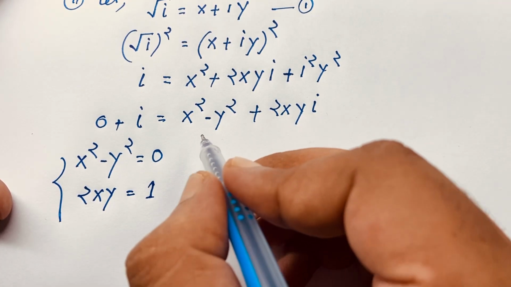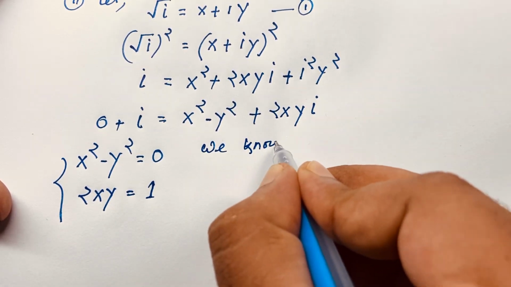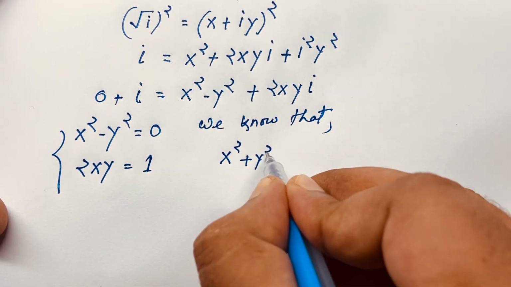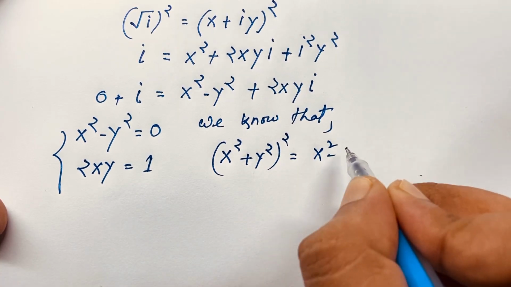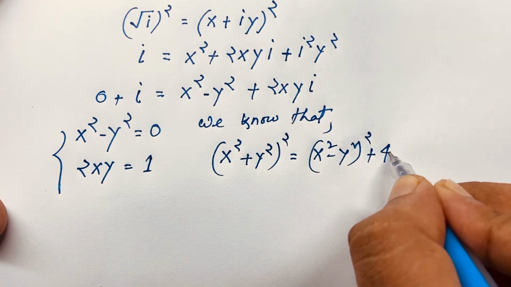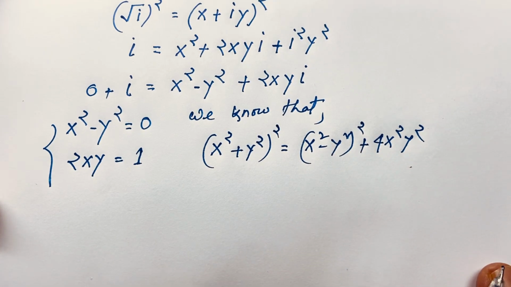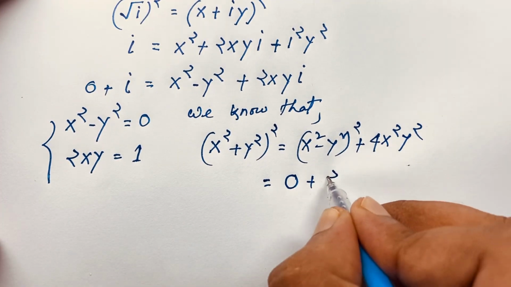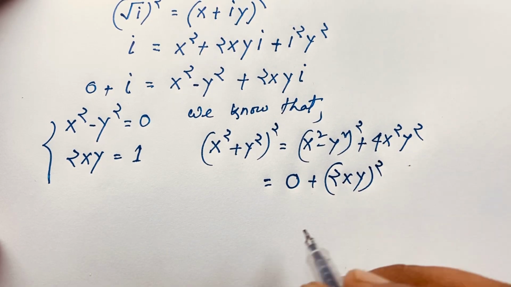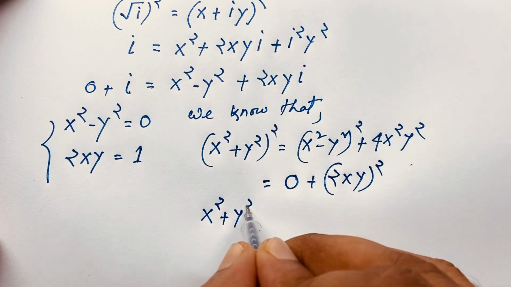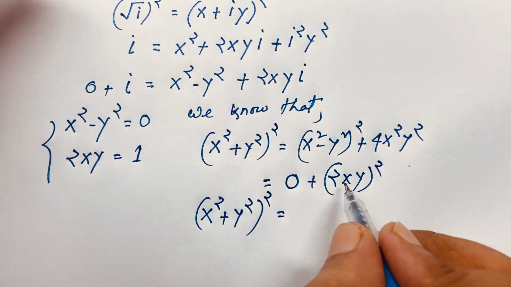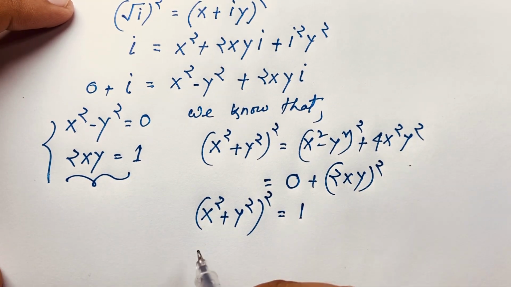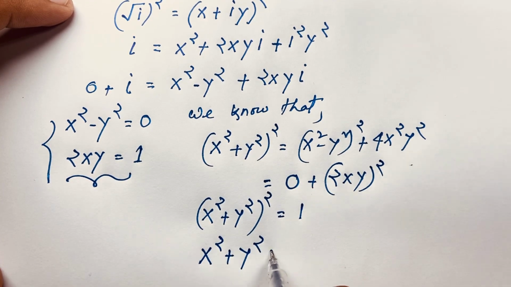But x squared plus y squared is equal to what? We know that x squared plus y squared whole to the power 2 equals x squared minus y squared whole to the power 2 plus 4x squared y squared. Now x squared minus y squared is 0, so x squared plus y squared whole squared is equal to 2xy whole squared. We know that 2xy is 1, so 1 squared is 1, and x squared plus y squared is 1.